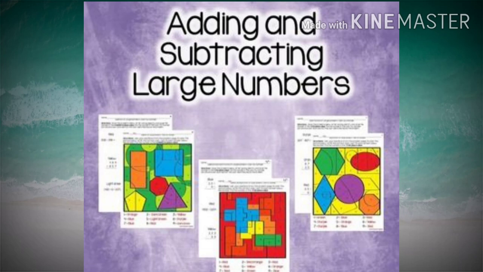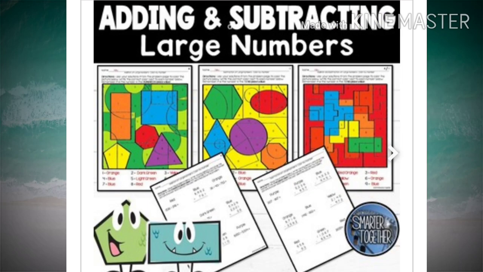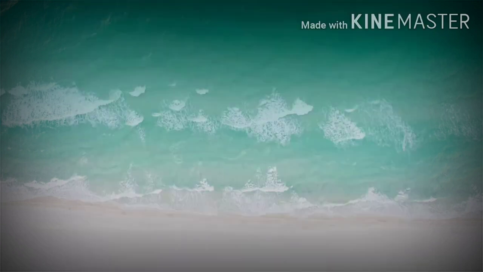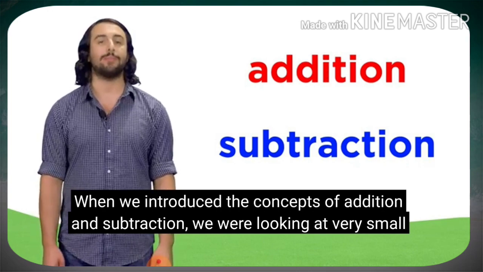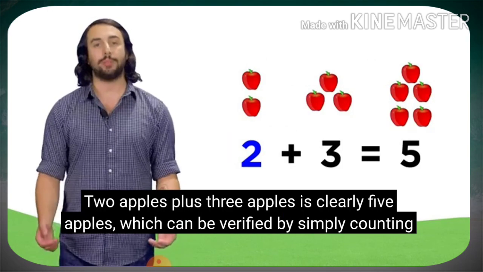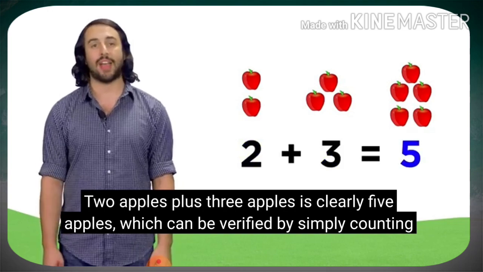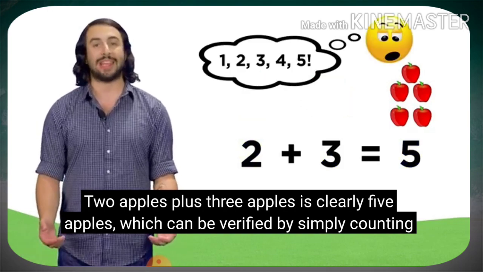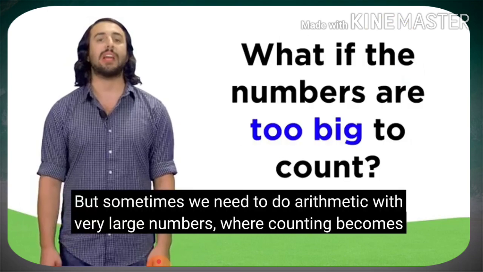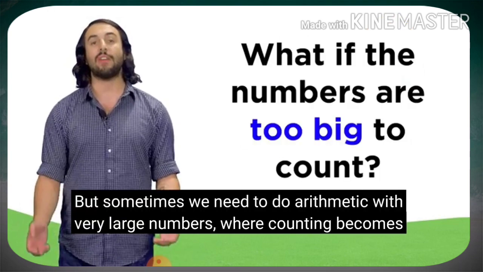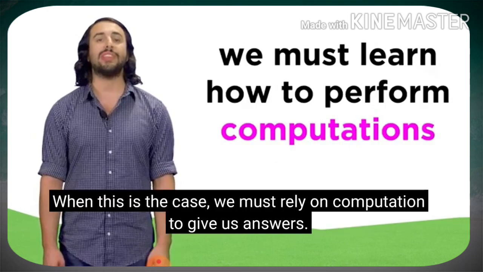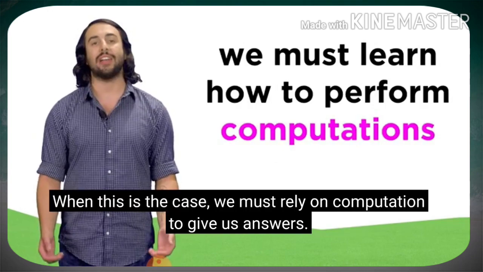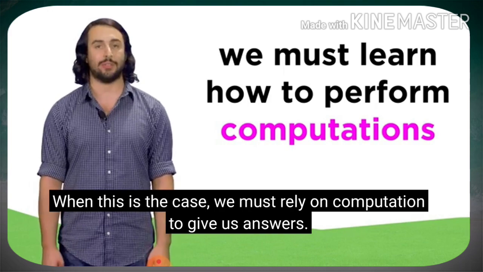Hi kids, our topic for today is all about adding and subtracting large numbers. When we introduced the concepts of addition and subtraction, we were looking at very small numbers. 2 apples plus 3 apples is clearly 5 apples, which can be verified by simply counting the 5 apples. But sometimes we need to do arithmetic with very large numbers, where counting becomes impractical. When this is the case, we must rely on computation to give us answers.